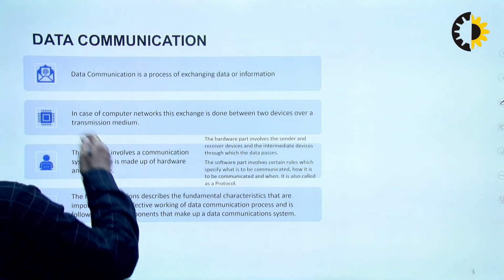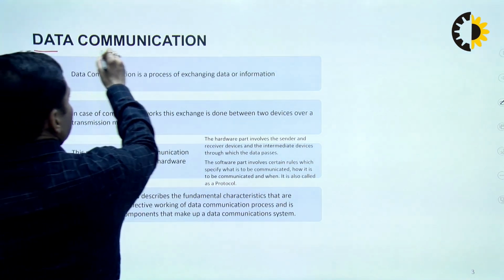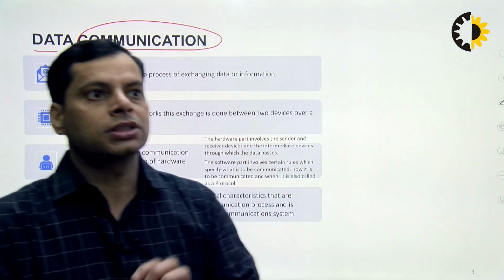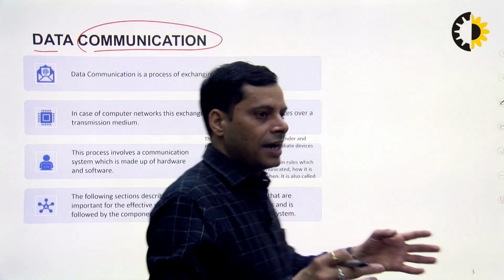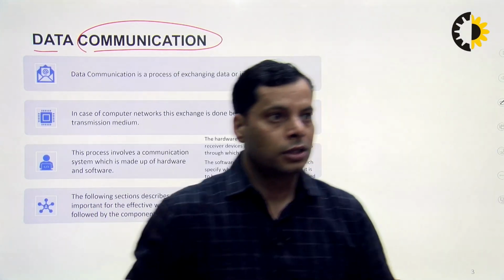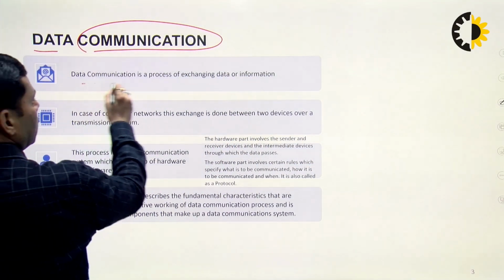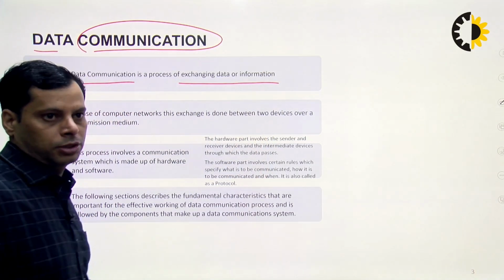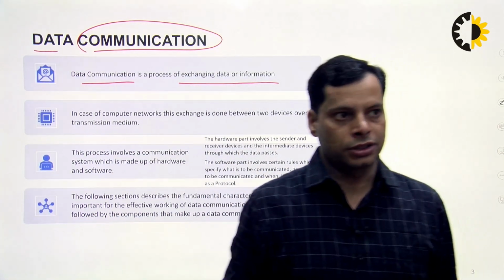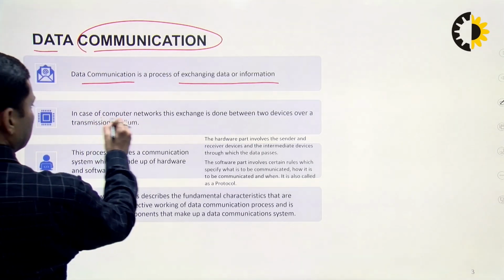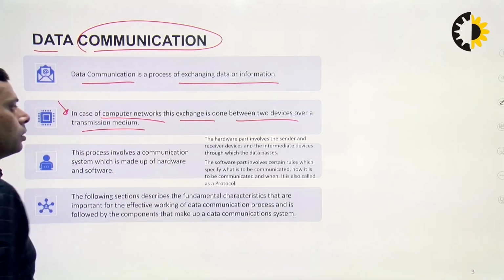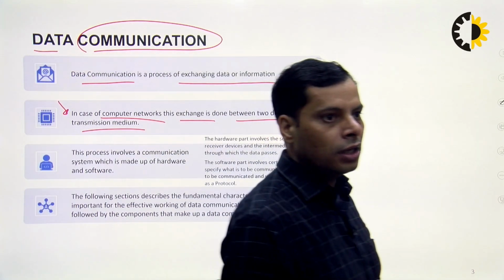The next term is data communication. Now what is communication? Communication simply means the exchange of information between two entities. Similarly, data communication is the process of exchanging data or information, from a sender to a receiver. In a computer network, the exchange is done between two devices over a transmission medium. This is also data communication.